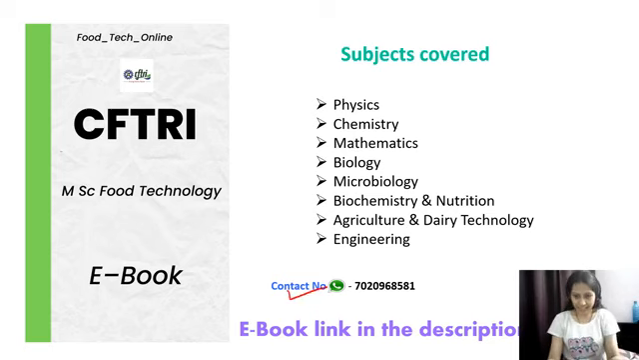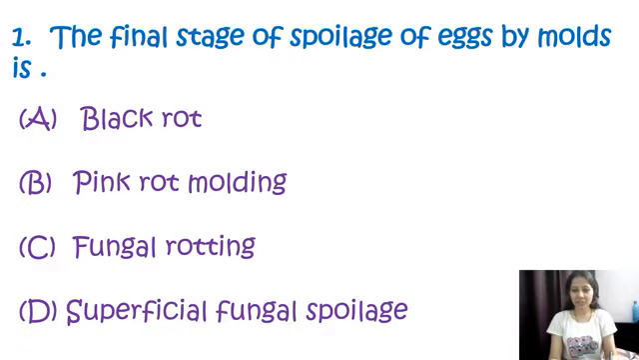Okay, so let us now proceed. So question number 1, the final stage of spoilage of eggs by mold is, so options are black rot, pink rot molding, fungal rotting or superficial fungal spoilage. So over here my correct option will be C, that is fungal rotting.